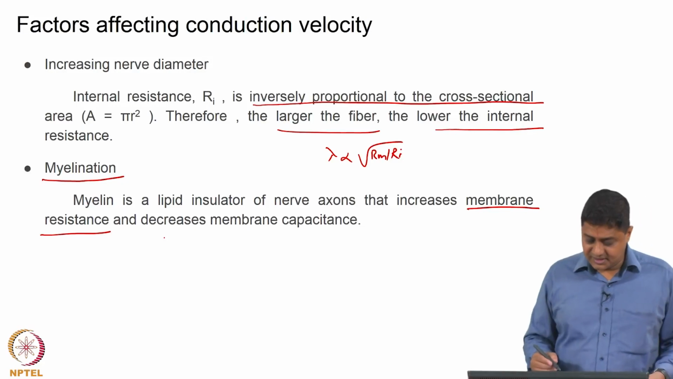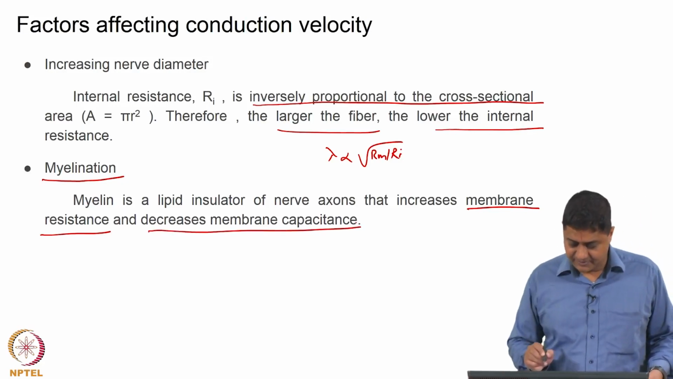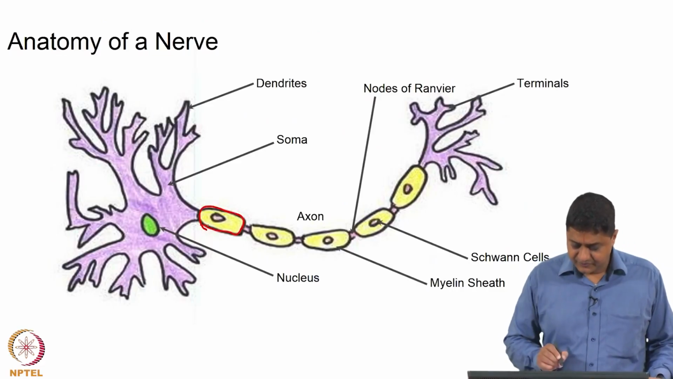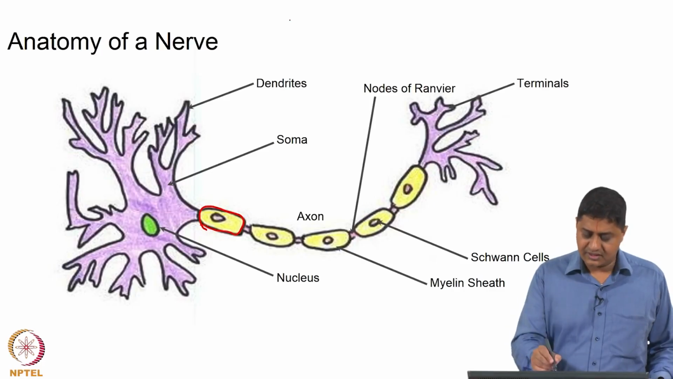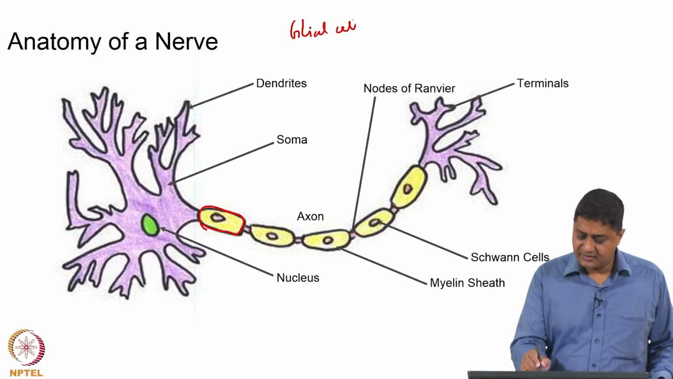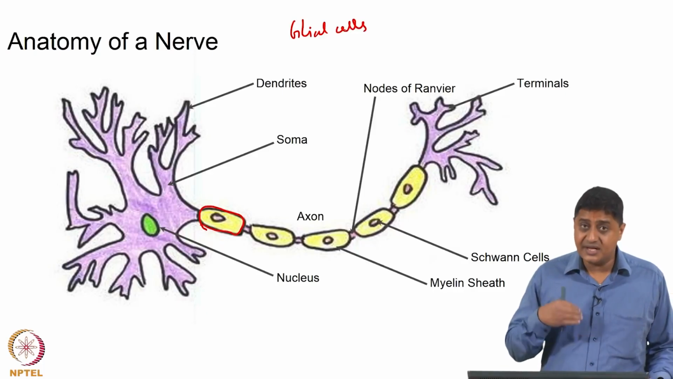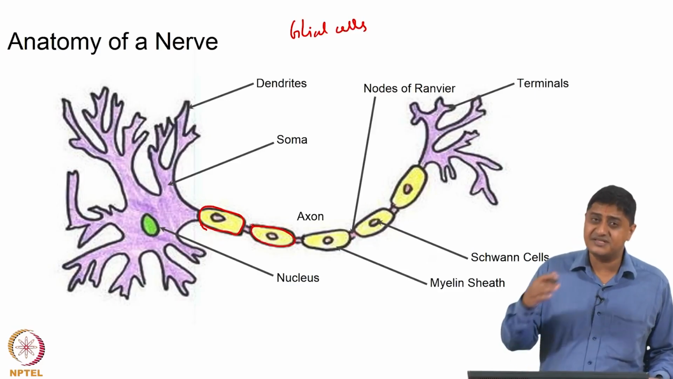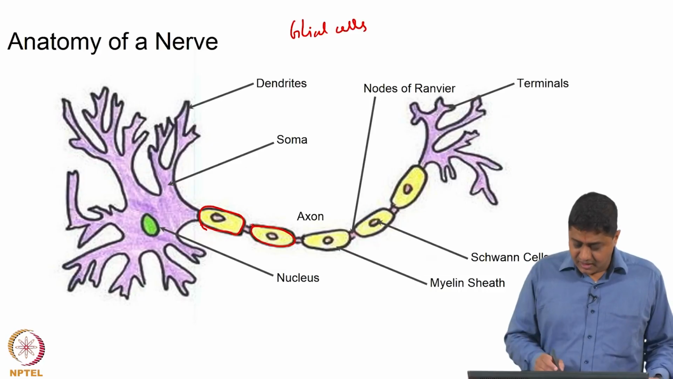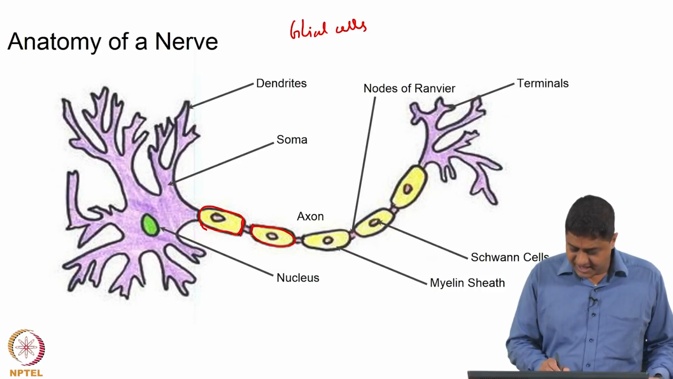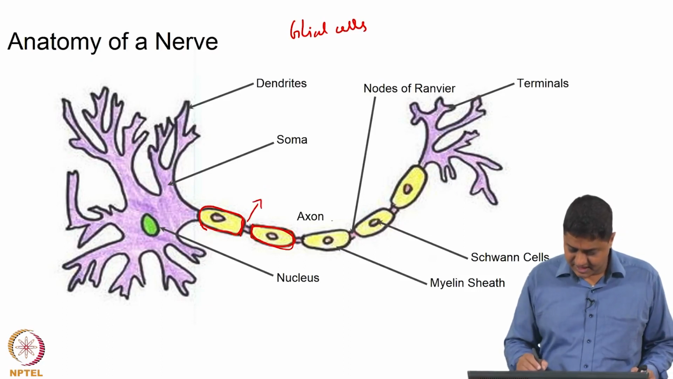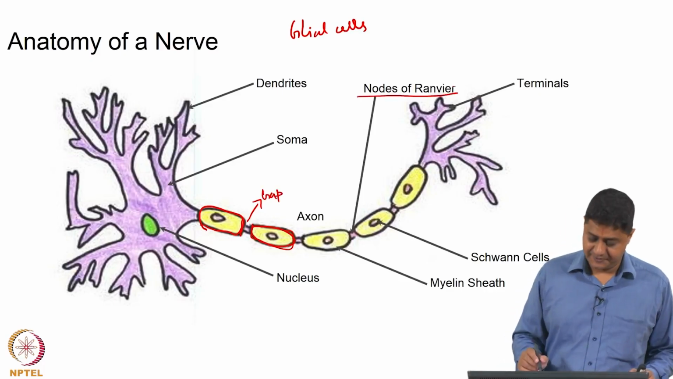But what myelination also does is that it decreases membrane capacitance. So, here what you have is myelination. So, this is myelin, these are basically glial cells that insulate other neurons, and this insulation happens in multiple layers, right. Between two patches of this insulation there is a gap, and this gap is called a node of Ranvier.